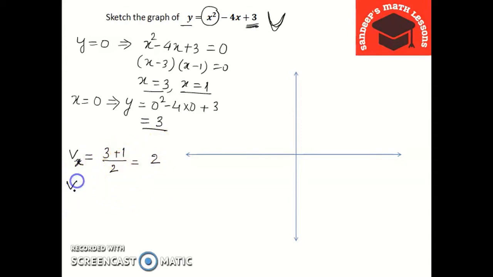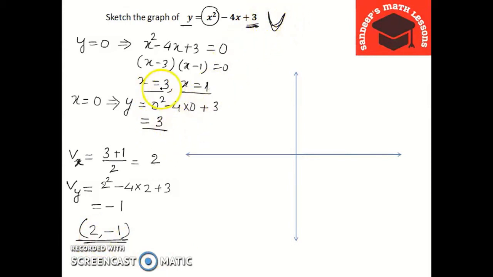And to find the y-coordinate of the vertex, I will simply put x as 2 in the given equation. That will be 2 square minus 4 times 2 plus 3, which is 4 minus 8, negative 4, plus 3, which is negative 1. That means the vertex has coordinates 2 comma negative 1. So now I have all the information. I have the information that the graph opens upward.